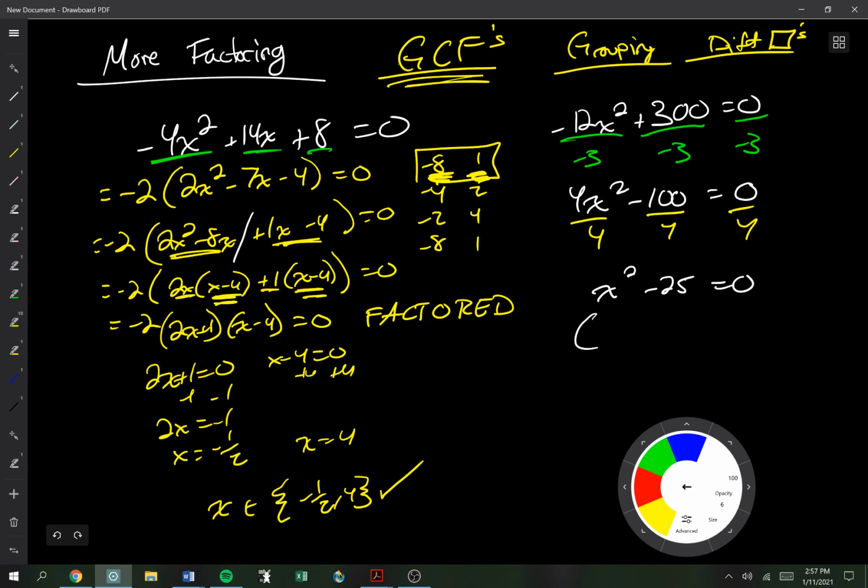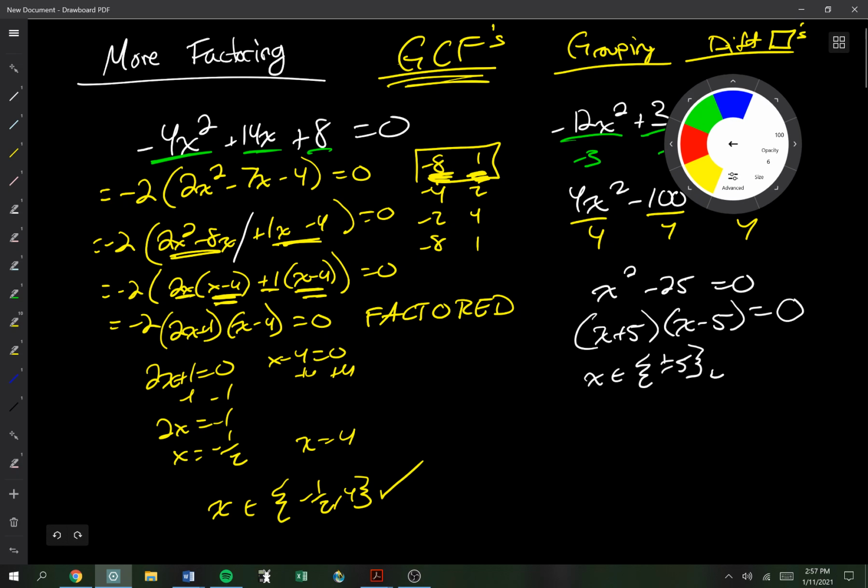Now I've got a difference of squares. This factors into x plus 5 times x minus 5, because x squared and 25 are both perfect squares. So my solutions are going to be plus or minus 5. Pretty sweet. Pretty bad check, but pretty sweet. By check, I mean check mark. Okay, so pull out a greatest common factor, and then factor.